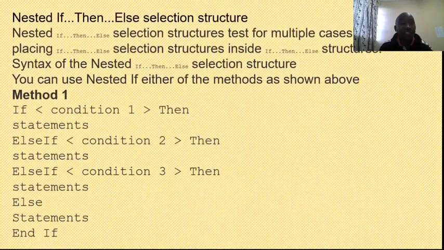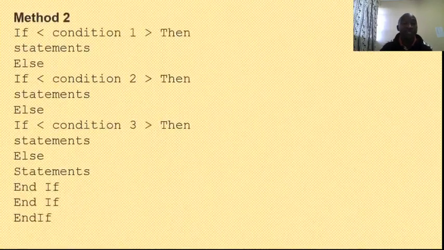Then we have the nested if. Nested if structures test multiple cases by placing if then else selection structures inside if then else structures. Therefore, it is a repetition. That's why we are calling it nested if. What happens here: condition 1 is checked, then it goes to condition 2. If condition 2 is not met, then it goes to condition 3. Therefore we have if then else inside another if then else. That's why we call it nested if.